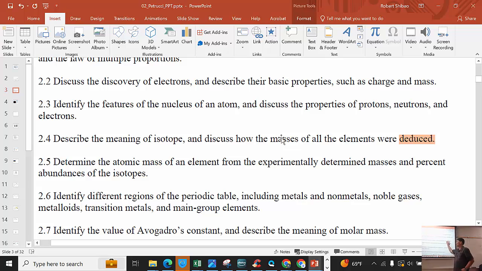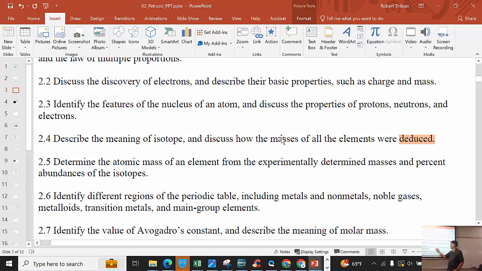And so we weigh isotopes with a mass spectrometer. Determine the atomic mass of an element from experimentally determined masses and percent abundances. So the atomic mass is the average of all the isotopes. We just calculate the weighted average, what we call it, to figure out the average mass.